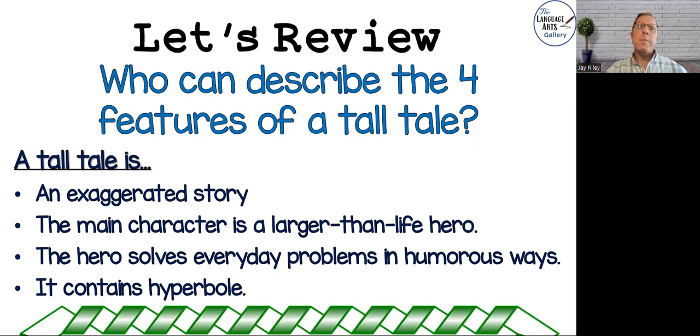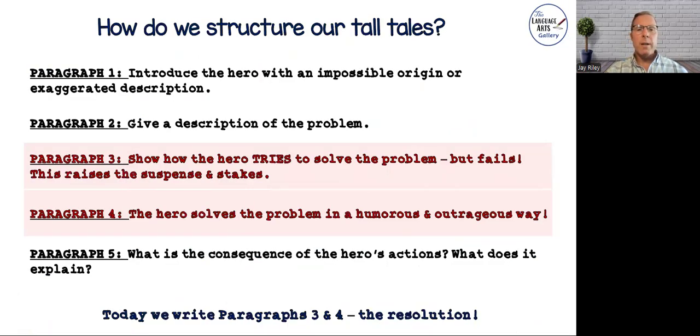So now let's talk a little bit about how we structure our tall tale. We've already covered our first paragraph, our introduction. We're going to introduce our hero. Our hero's got this incredible story of how they were born or how they came to be. We're going to give a very exaggerated description of that hero. In paragraph 2, we're going to introduce the problem to the reader, and we're going to do that in great detail. Now, today, we're going to talk about what we're going to be covering in paragraph 3 and paragraph 4.